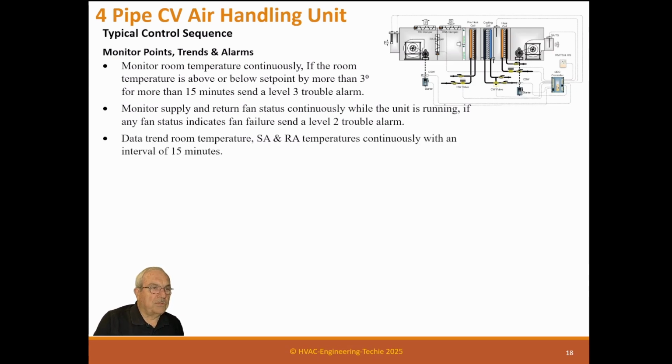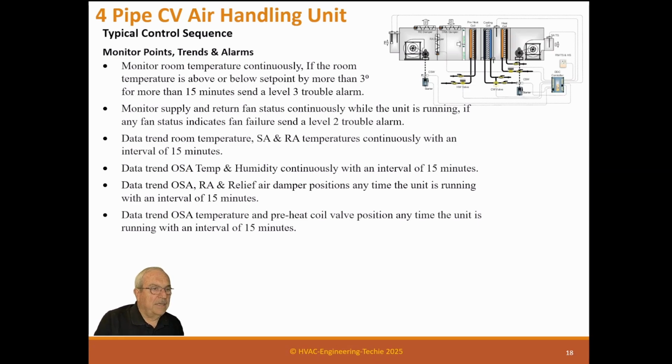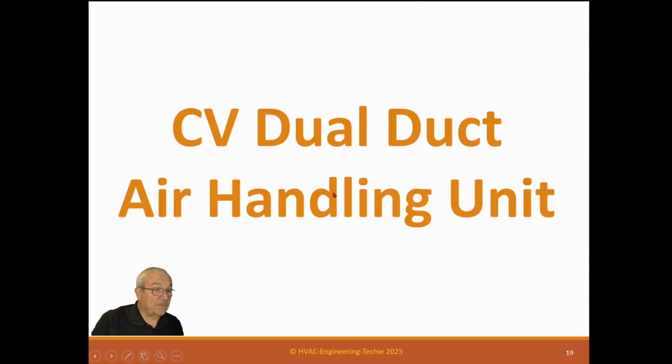Data trend room temperature, supply air and return air temperatures continuously with an interval of 15 minutes. Data trend outside air temperature and humidity continuously with an interval of 15 minutes. Data trend outside air and relief air damper position anytime the unit is running with an interval of 15 minutes. Data trend the outside air temperature and preheat coil valve position anytime the unit is running with an interval of 15 minutes. Data log runtime of all motors, resettable by operators for maintenance. So these are the things the operator needs to see and operate his system.